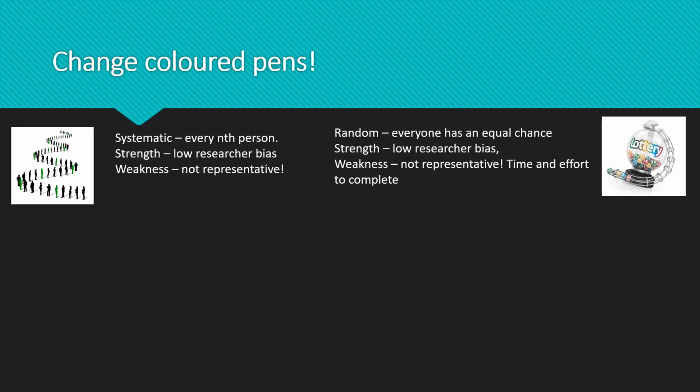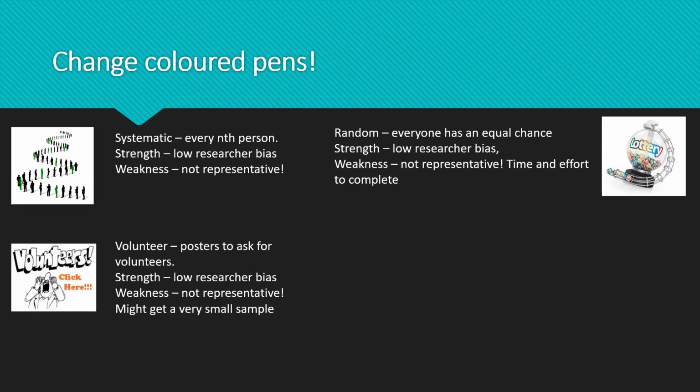What are the strengths of this? Again, there is no researcher bias. Because it's pretty random, you can't sort of be consciously or unconsciously biased towards any individual. But it's definitely not representative. You could still end up with all the same age group, all same gender. And it takes quite a lot of time and effort to complete. Putting the list together, pulling the names out, asking them do they consent, that takes a lot of time to complete as well.